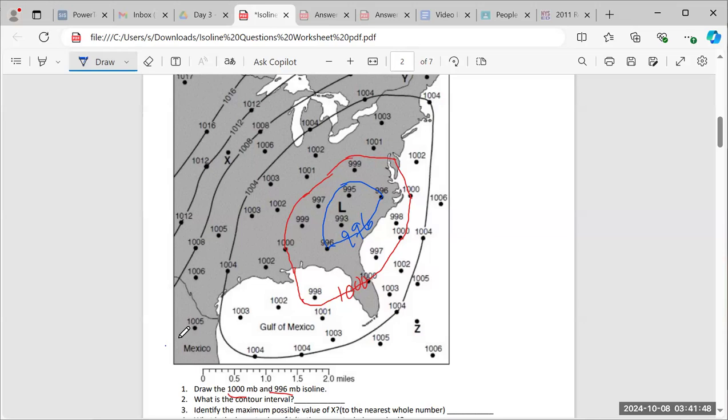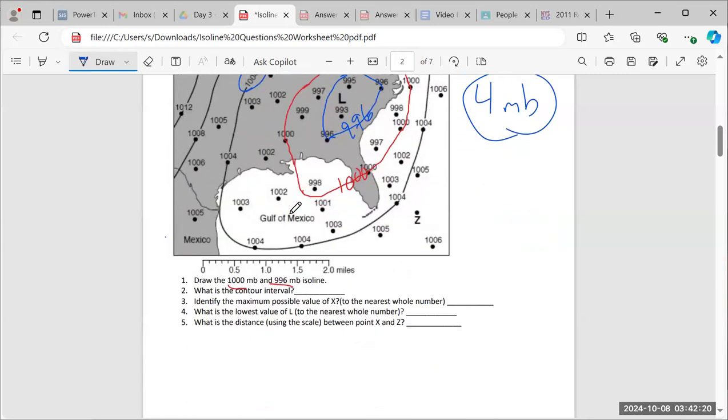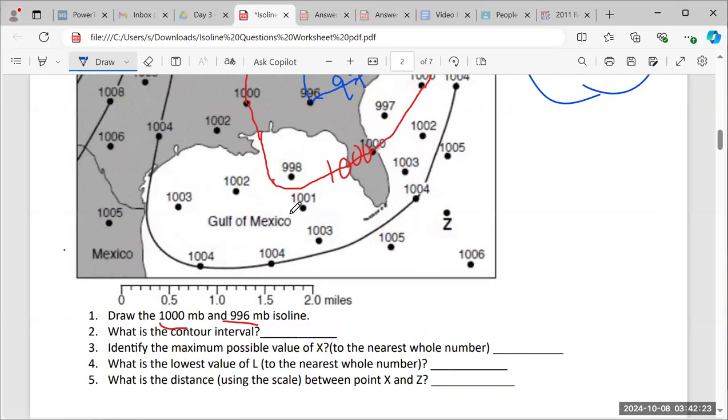For number two, it says, what is the contour interval? Remember, the contour interval is the value of how much each line is going up or down by, and it does not change on the map. So I see 1008 here, and I see 1004. If I subtract these two numbers, 1008 minus 1004, then the value is going to be 4 millibars. So my contour interval is 4 millibars.